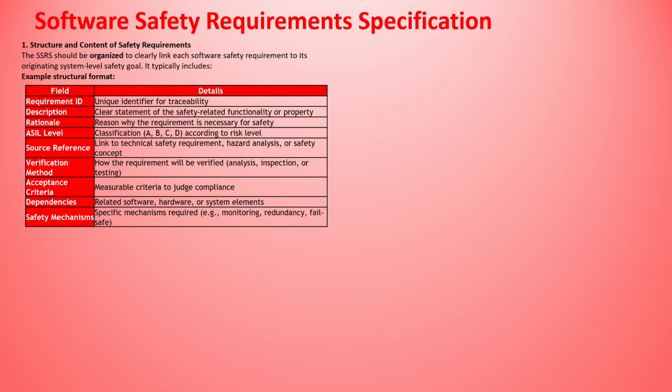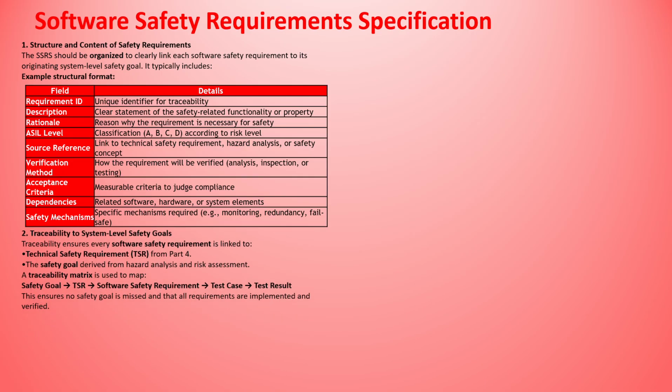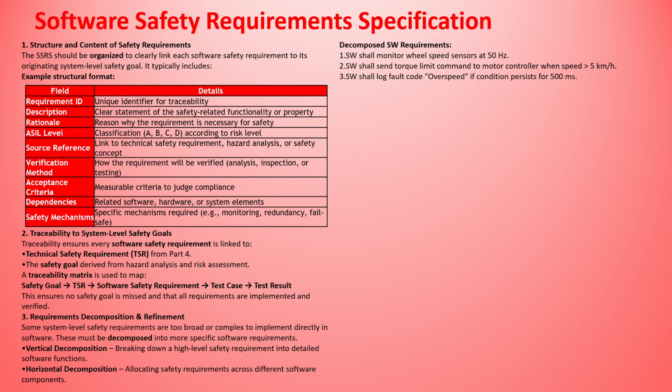Pretty much. The SSR also has to state how it will be verified, what test method, and the acceptance criteria, how do we know it passed, plus dependencies on other requirements, and often the safety mechanisms involved. It really is like a mini contract for each safety function. Can you give us a feel for the difference, like an ASIL A versus an ASIL D requirement?